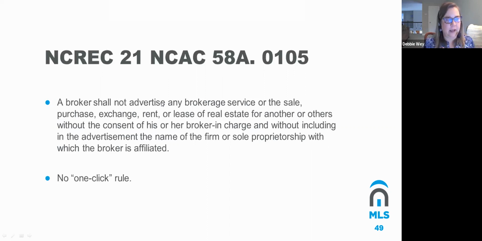So anywhere you're displaying listing information, then you have to have on that page the name of the firm or sole proprietorship with which the listing broker is affiliated. That's where we get complaints about agents advertising listings on their own personal Facebook or their own personal social media, because those oftentimes do not include the name of the firm. I know you guys probably know better than I do about how those business pages work in Facebook, but you've got to make sure you've got the name of your firm or your sole proprietorship in any type of social media displays of another broker's listing.